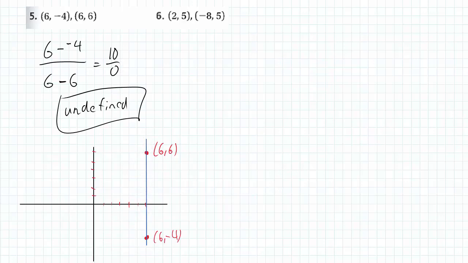And whenever you have an undefined slope, you should remember that happens when you have a vertical line. So you can still graph it, but it's going to be a vertical line when you graph it. Because the x here was 6 regardless of what the y value was.